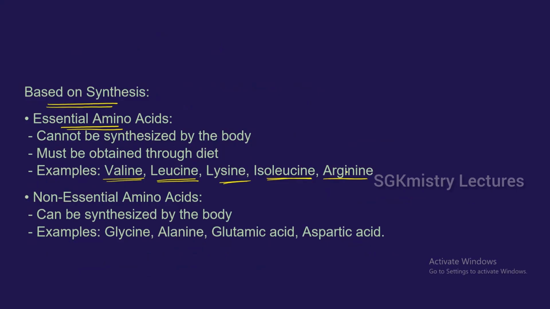The term non-essential doesn't mean that these amino acids are not required by our body. It's not that way. They are required. Both essential as well as non-essential amino acids are required by our body. The only difference is that essential amino acids cannot be synthesized by the body, so we have to take these essential amino acids in our food, whereas non-essential amino acids can be synthesized by the body itself. Examples: glycine, alanine, glutamic acid, aspartic acid.